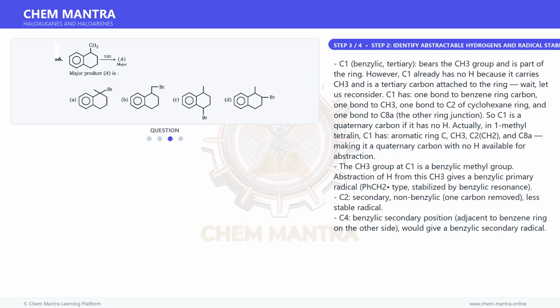Actually, in 1-methyl-tetralin, C1 has the aromatic ring C, CH3, C2 CH2, and C8A, making it a quaternary carbon with no H available for abstraction. The CH3 group at C1 is a benzylic methyl group. Abstraction of H from this CH3 gives a benzylic primary radical, PhCH2 type, stabilized by benzylic resonance. C2 is secondary, non-benzylic, one carbon removed, a less stable radical. C4 is a benzylic secondary position, adjacent to the benzene ring on the other side, and would give a benzylic secondary radical.